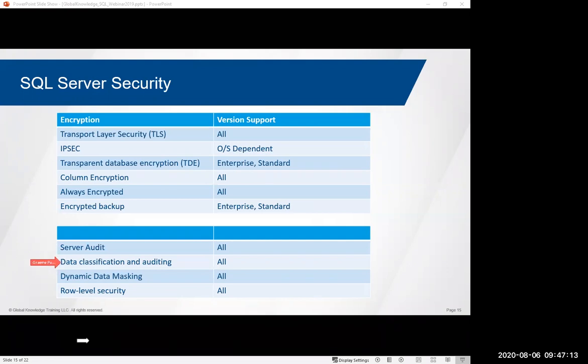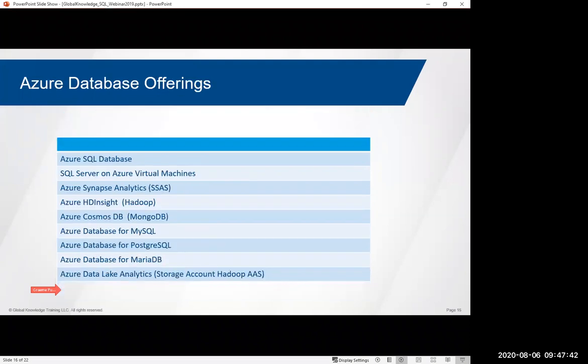SQL Server 2019 supports data classification along with auditing. We also have dynamic data masking, which allows us to, based upon permissions, hide data from the users. And we also have row level security. That is the ability to have different sets of permissions on different groups of records inside of the same table, whereas in older versions of SQL Server, permissions were ostensibly defined at the table level.